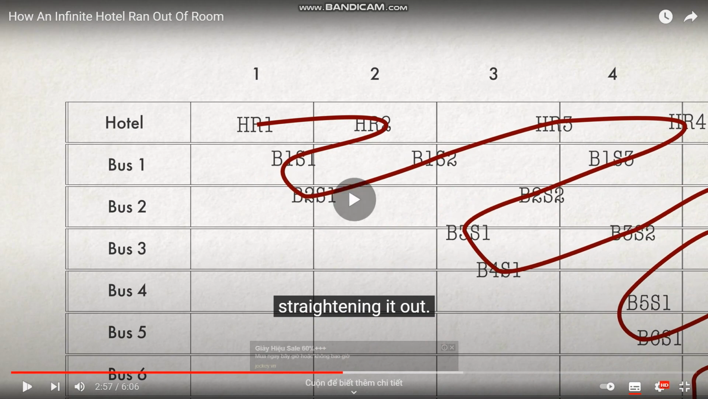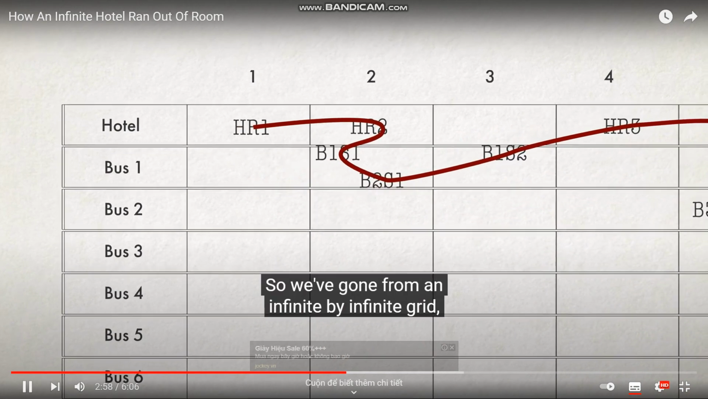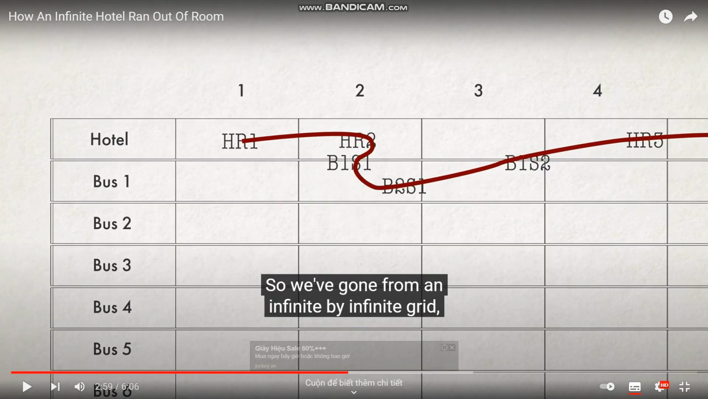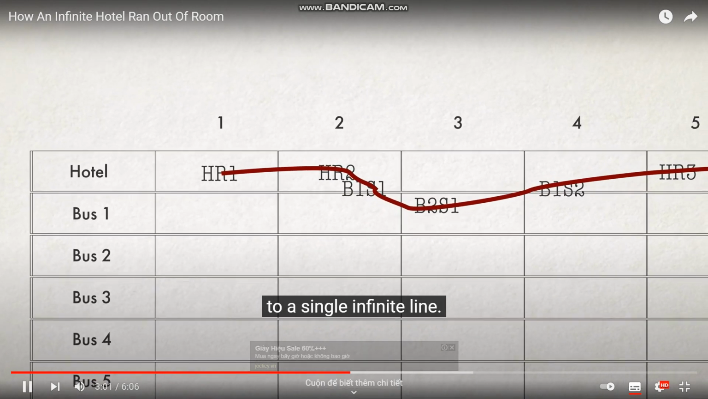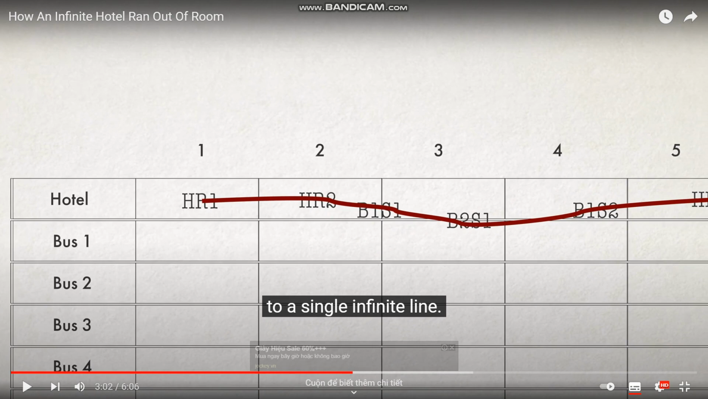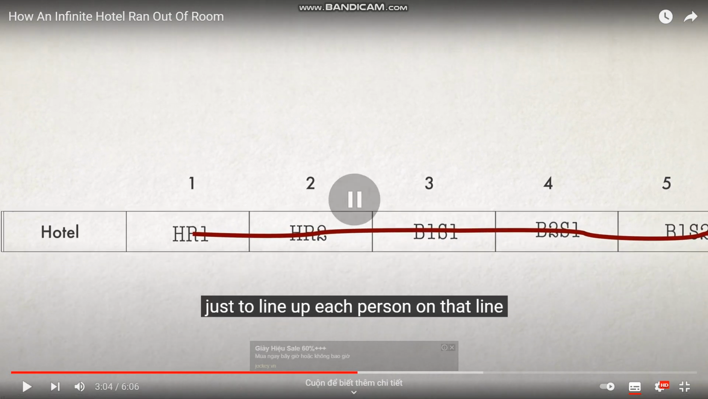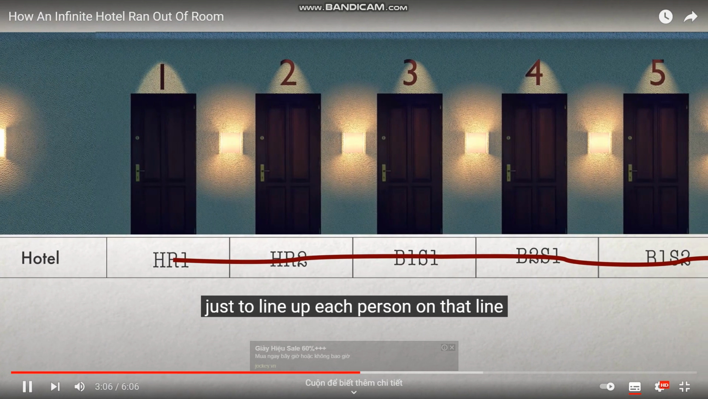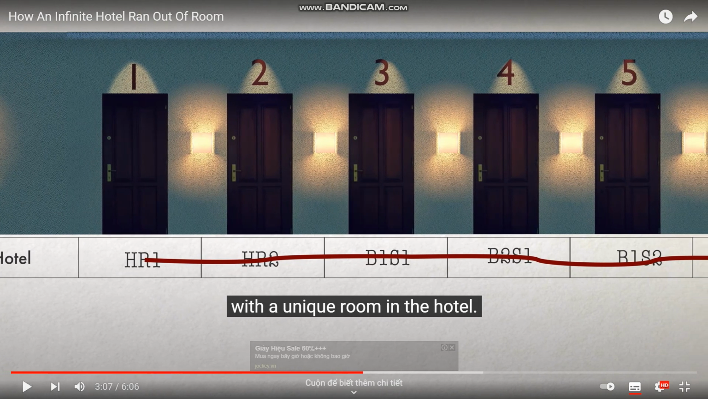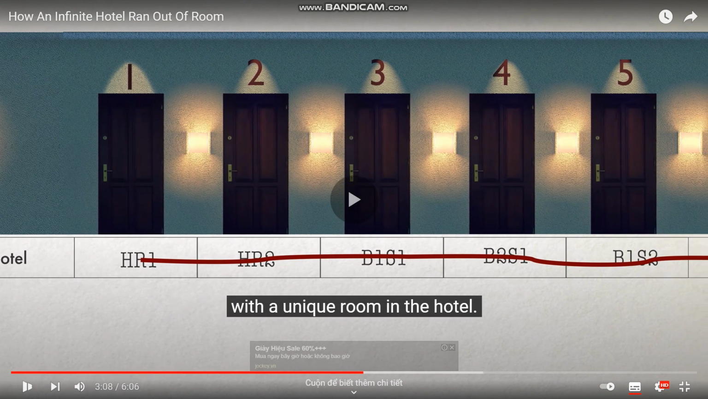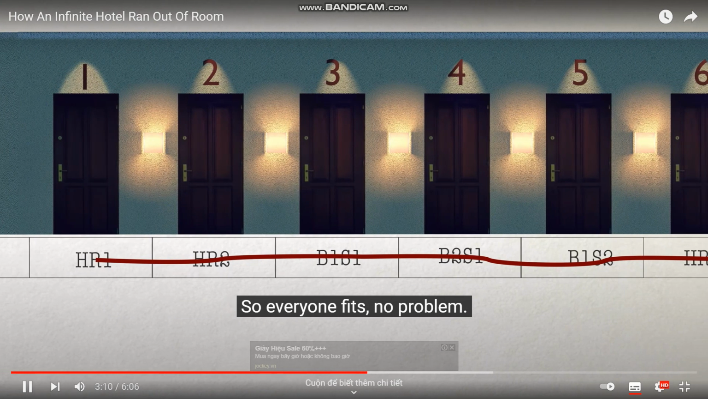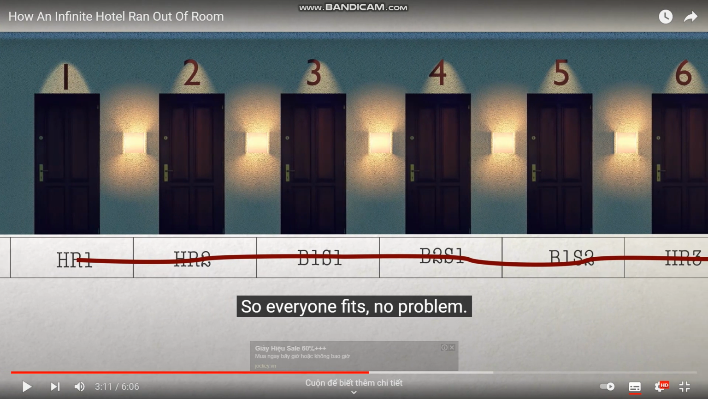So we've gone from an infinity by infinity grid to a single infinite line. It's then pretty simple just to line up each person on that line with a unique room in the hotel. So everyone fits, no problem.